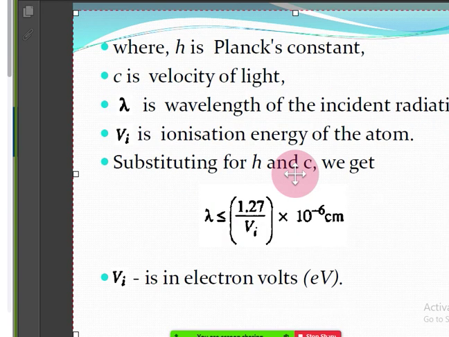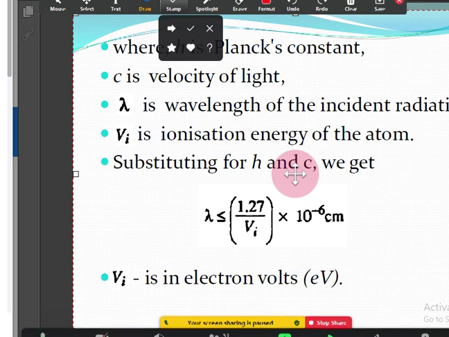So here the terms are explained. Lambda less than or equal to c into h by Vi, that is the relation we have got. If lambda is less than or equal to c into h by Vi, photoionization will occur. So what is h here?